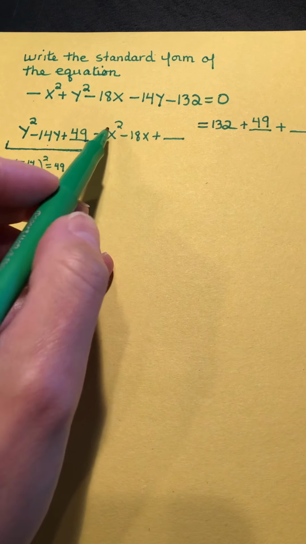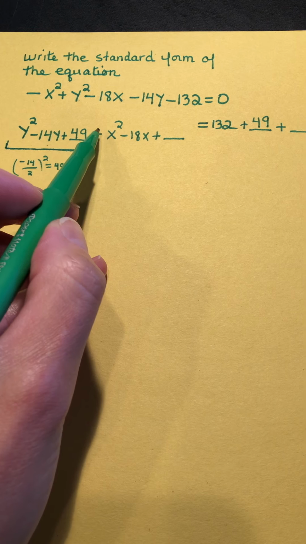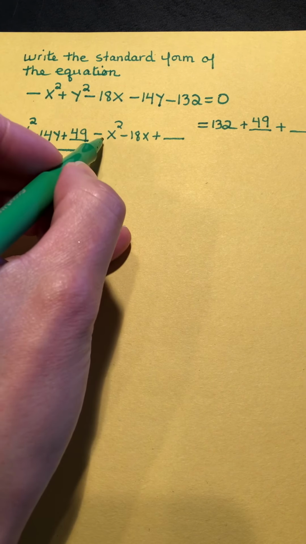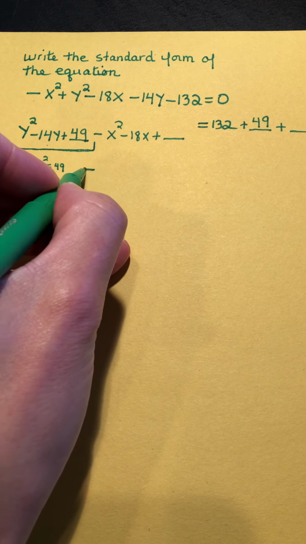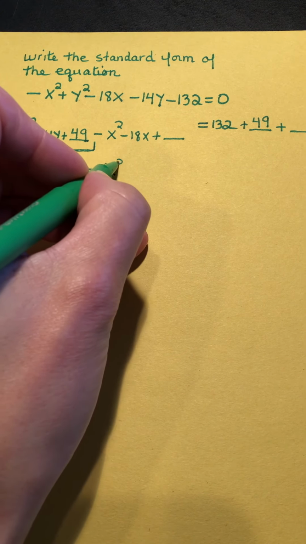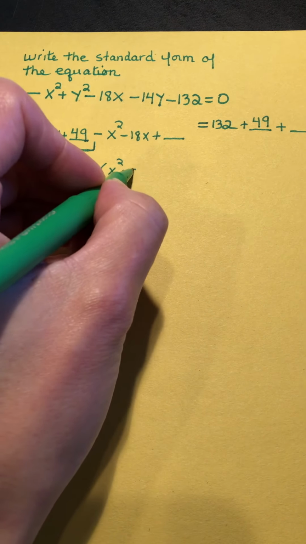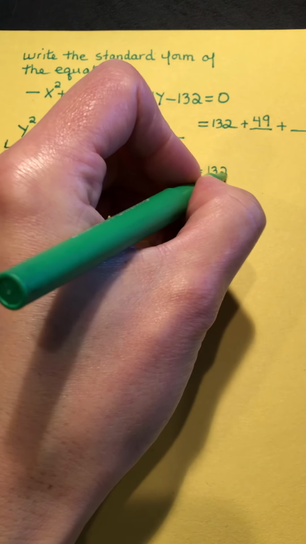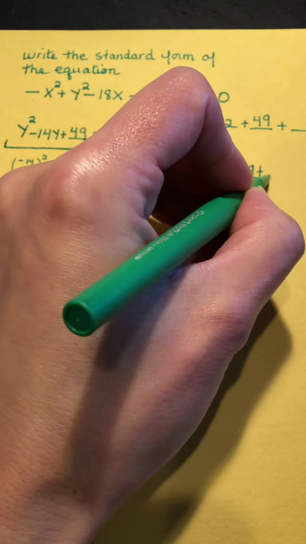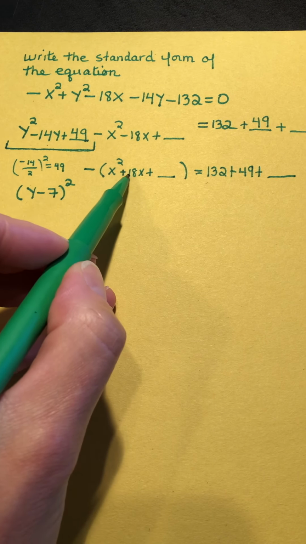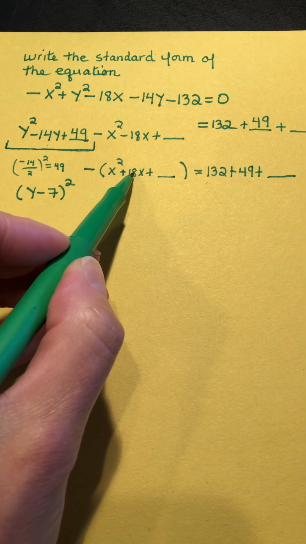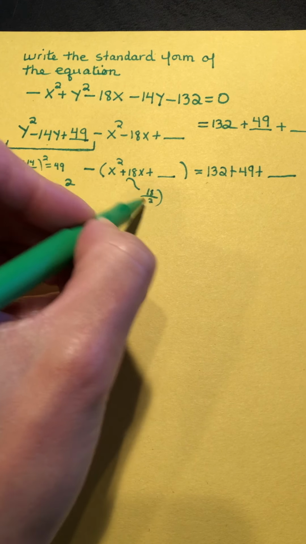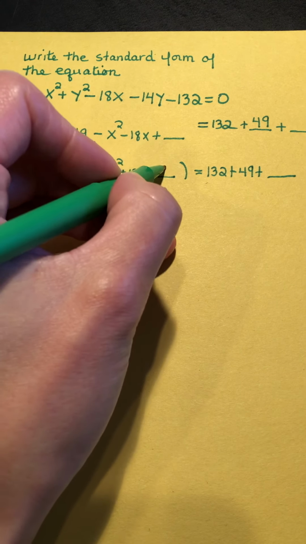Now remember here, I have this annoying negative in front of my x squared term. So the next thing I need to do is factor out the negative 1 and make this x squared plus 18x plus blank. Okay, now let me just recopy this. Now I'm going to complete the square with the positive 18x. So 18 divided by 2 squared, that's going to give me 9 squared, which is 81.